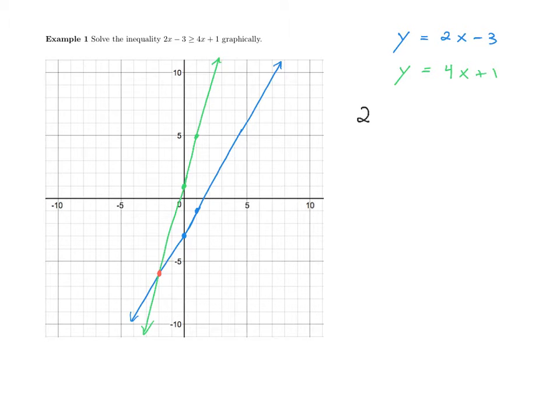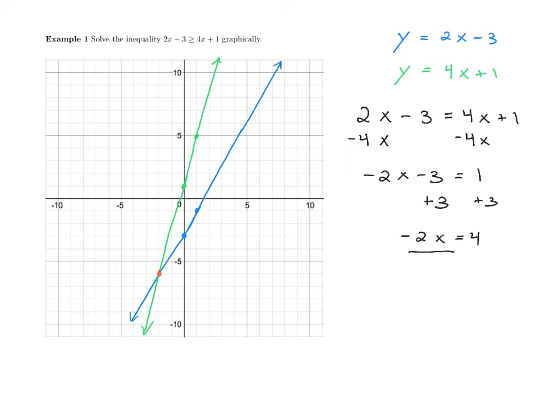So I'll let 2x minus 3 equal 4x plus 1. I want to solve this for x. I'll subtract 4x from both sides. So I get -2x minus 3 is equal to 1. And then I'll add 3 to both sides. So I get -2x is equal to 4. Okay, I see that this is right, that if I divide both sides by -2, I do get x is equal to -2. That is the x value where the two graphs intersected.